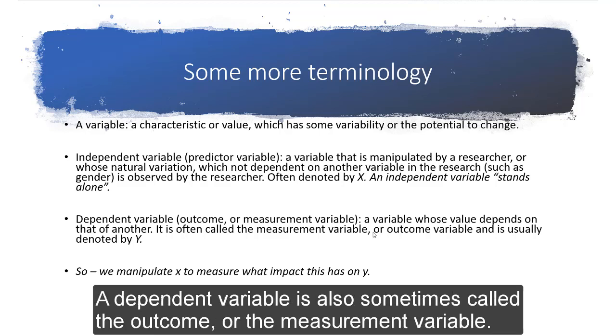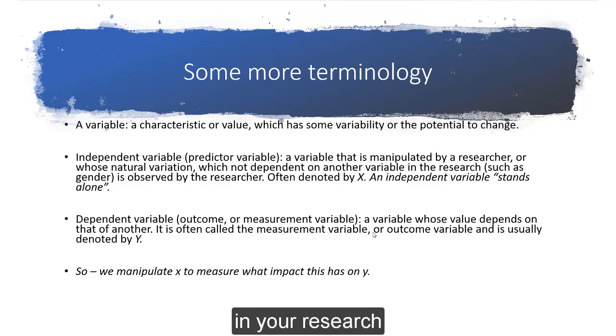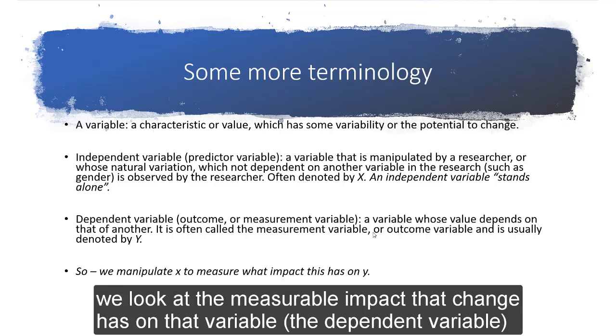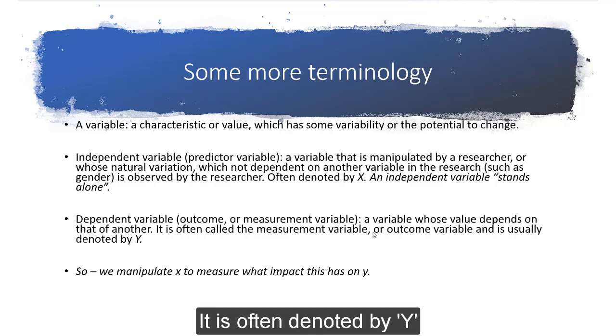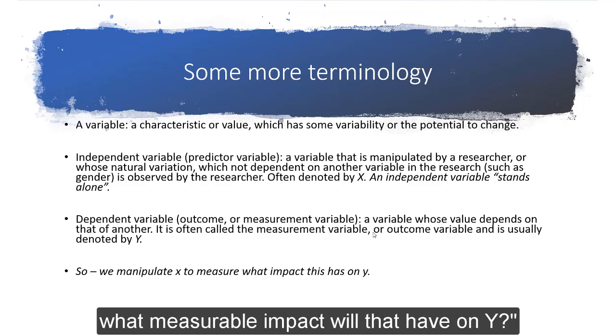A dependent variable is also sometimes called the outcome or the measurement variable. And this is a variable whose value depends on that of another variable in your research. It's often called the measurement variable because we look to see, when we make changes to something else, the measurable impact that change has on that variable. It's often denoted by Y, and so what we're really looking at in a lot of the research is, if we manipulate X, what measurable impact will that have on Y?